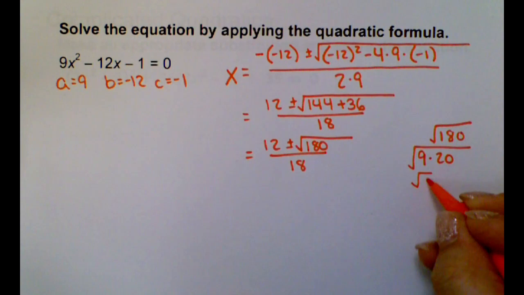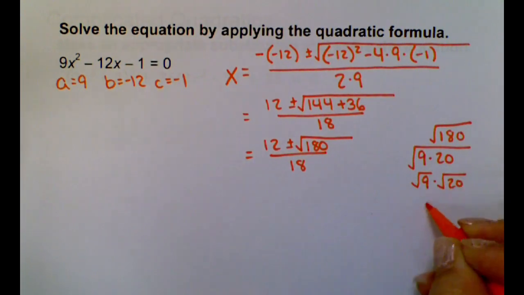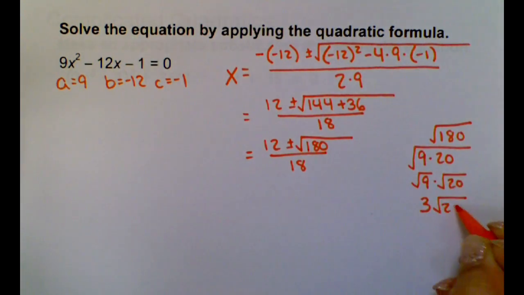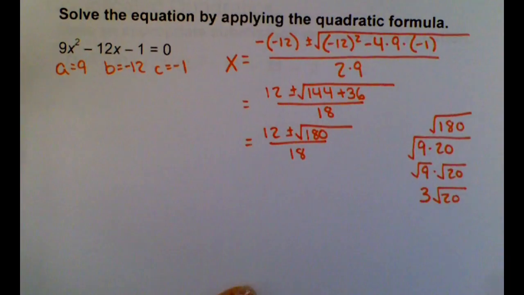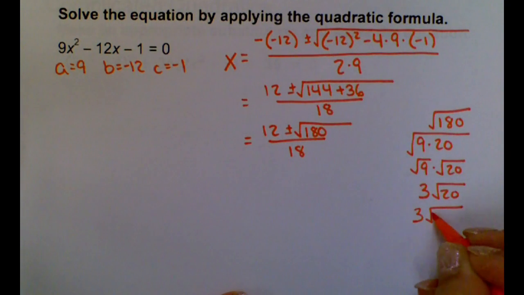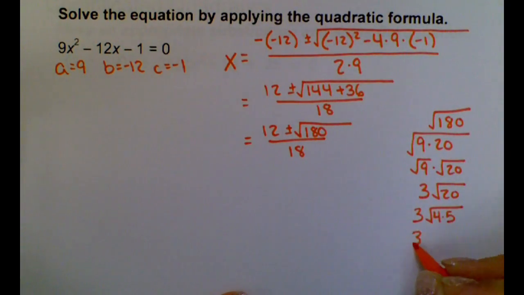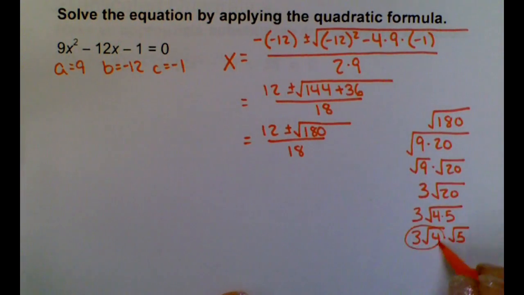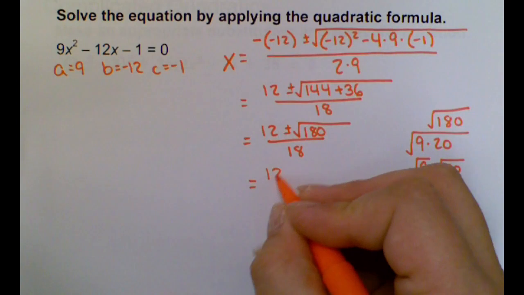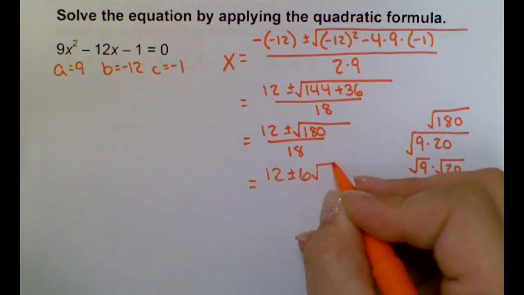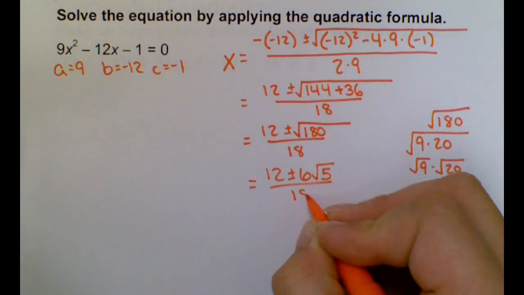Square root of 9 times square root of 20. Square root of 9 is 3. Square root of 20. But 20 can actually be broken down again into 4 times 5. So really I have square root of 4, square root of 5 with that 3. Square root of 4 is 2. 3 times 2 makes 6. Square root of 5. All right, 12 plus or minus 6 square root of 5 all over 18.